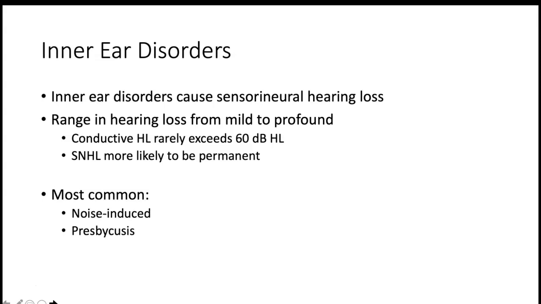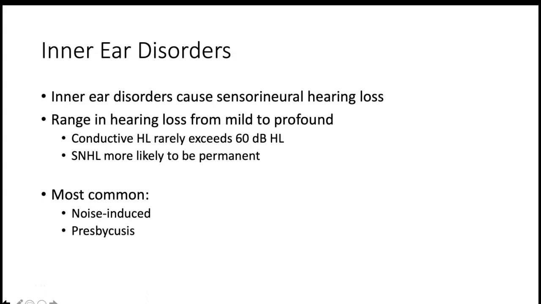Conductive hearing losses rarely exceed 60-65 dB, but sensory neural hearing loss can be severe to profound, permanent. Most times it is irreversible. Most common types are noise-induced and presbycusis. Noise-induced hearing loss, and we have more on it in an additional presentation. But noise-induced hearing loss is 100% preventable. It is commonly caused by occupational noise, but can be caused by recreational activities.